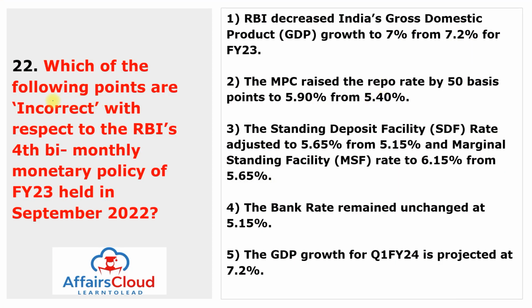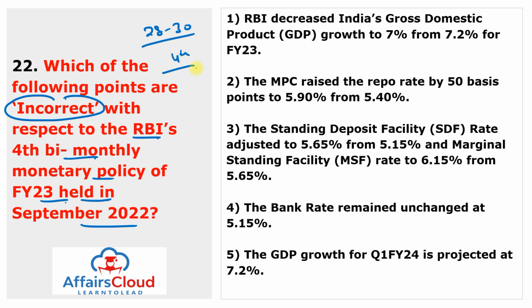Next is, which of the following points are incorrect with respect to the RBI's 4th bi-monthly monetary policy of financial year 23 held in September 2022? So RBI Monetary Policy Committee met on the last days of the September, like 28th to 30th of September, and released the RBI's fourth bi-monthly monetary policy of financial year 23, which decreased India's gross domestic product growth to 7%. Earlier they predicted 7.2% for the financial year 23.